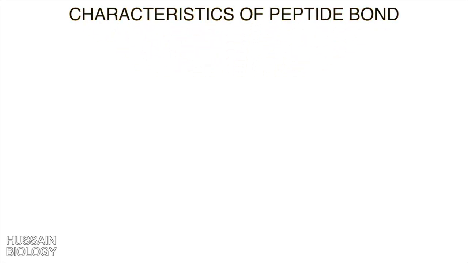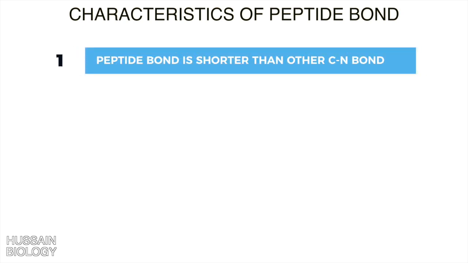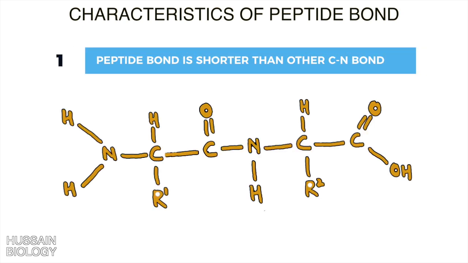Now let's see some characteristics of the peptide bond. The peptide C-N bond is somewhat shorter than the C-N bond in a simple amine. So here this bond, which is denoted by the arrow, is a shorter bond. It is this peptide bond.